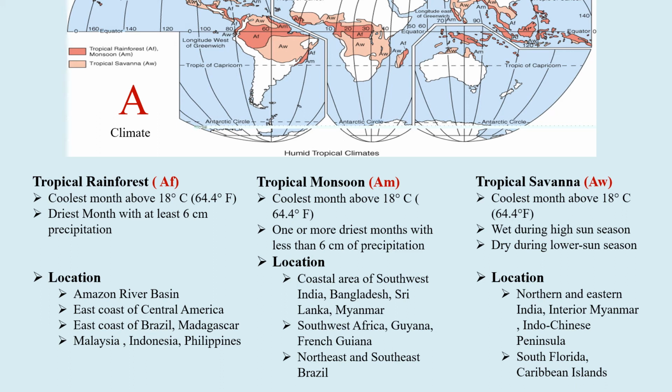Now we are going to learn about the tropical A climate. The tropical A climate is found over the equator, extending to approximately 25 degrees latitude in both the northern and the southern hemisphere. These climates are warm all year, with nothing one would call winter based on the temperature.